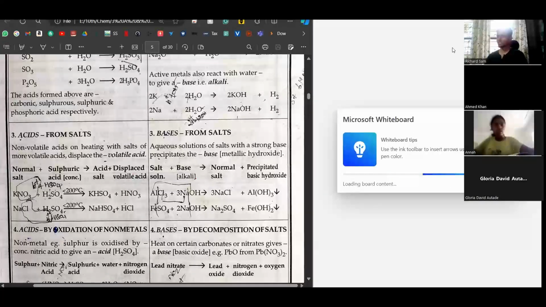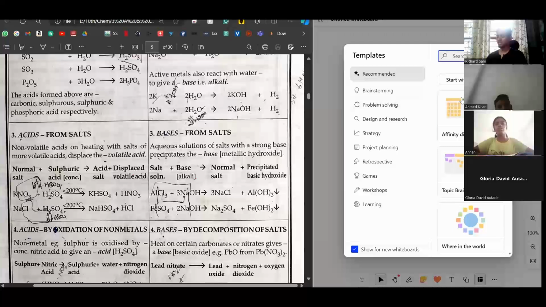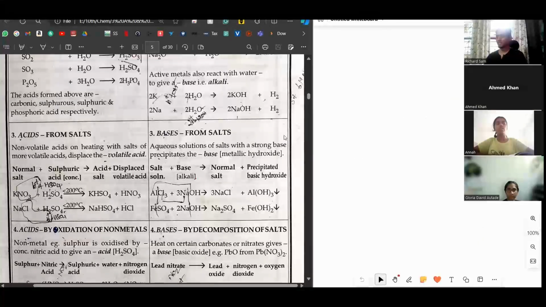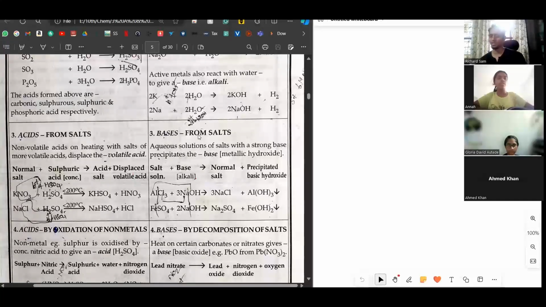When did we see this? Eighth. Okay, so let me just give you the summary of all the different types of double decomposition reactions. Double decomposition.